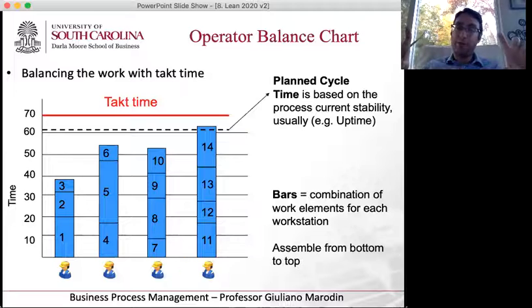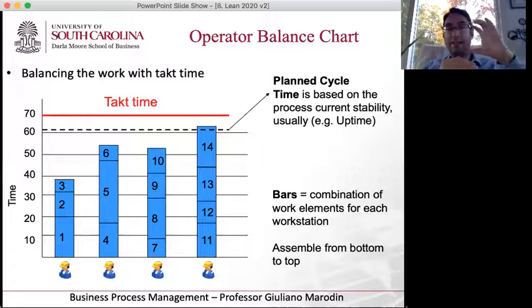Because remember, we have the operator balance chart, we have the workers there, and they have to produce according to the takt time, right? So you have here the work elements. This is how we use the operator balance chart. I have here the time. I have 4 operators in this cell. Can we produce according to the takt time? Yes or no? Yes, you can, right? All of them are quicker than the takt time. But I have some waste here in the process.